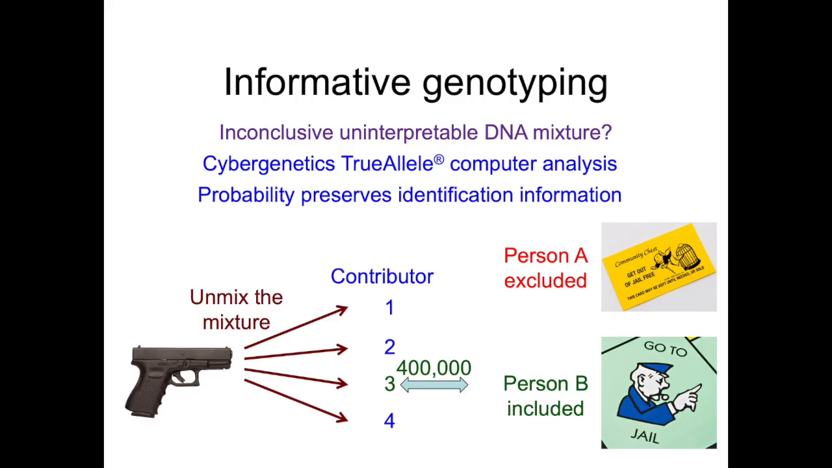You have a handgun. There's a question of who was shooting. And what TrueAllele does, you have a 4-person mixture. It unmixes the mixture. Why do you want to do that? Because then you've reduced it to 4 single contributors, and dealing with one contributor, conceptually and in explaining it to the legal system, is a lot easier than dealing with a mixture. So the computer unmixes it for you so that it's now a much simpler problem. All the genotypes you'll be seeing today are unmixed. The result in this case is that one person was excluded, another person pled guilty, and no trial was even needed.